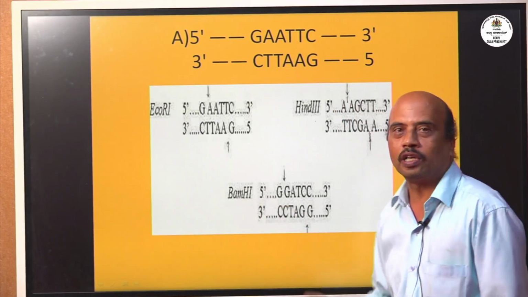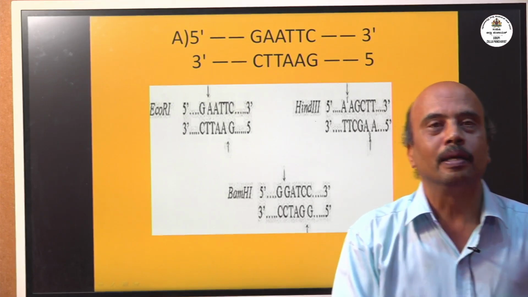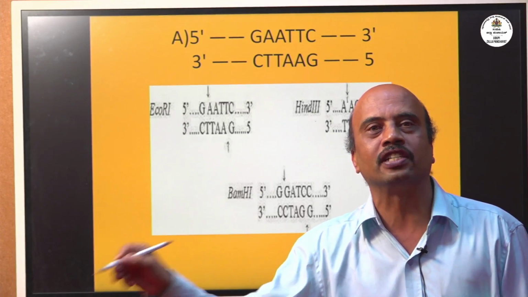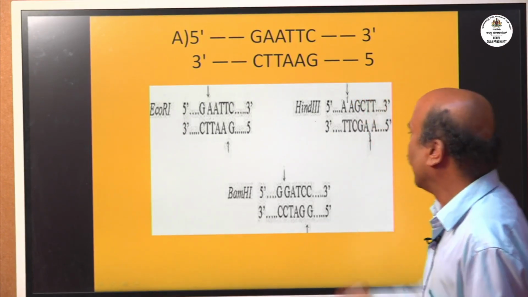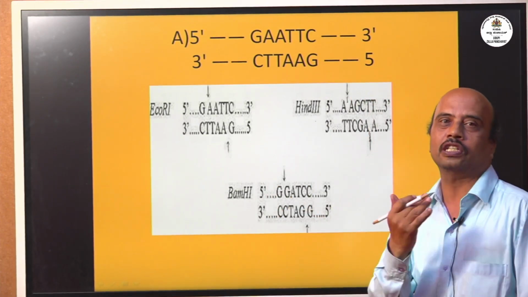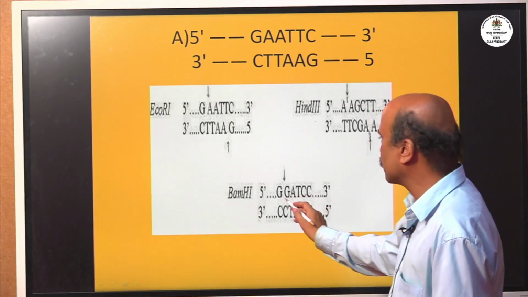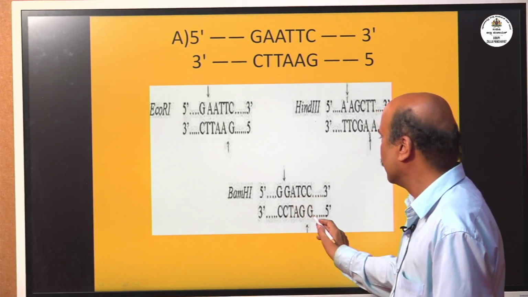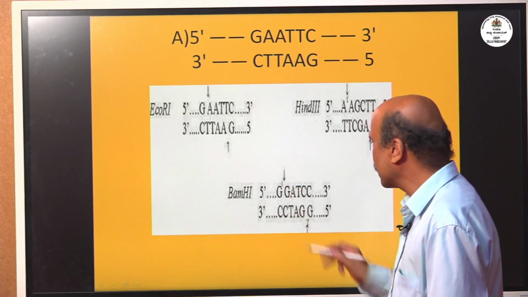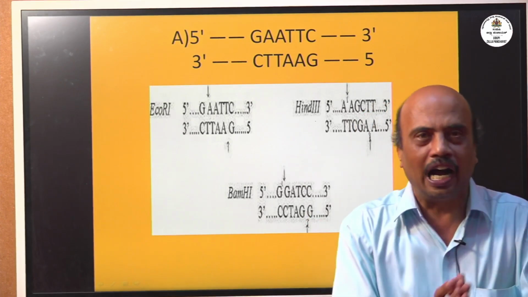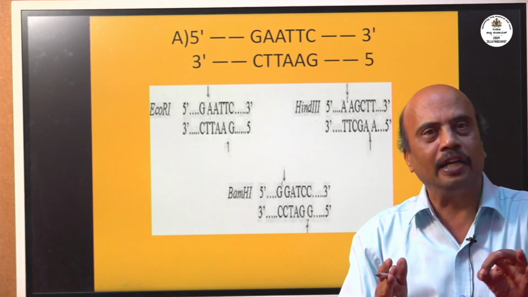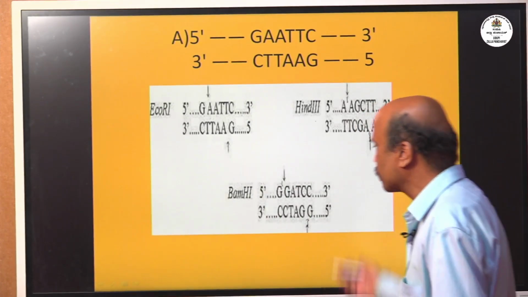And for BamH1: Bacillus is the genus, amyloliquefaciens is the species, H is the strain number and 1 is the first isolated. Its recognition sequence is GGATCC. So it cuts here. Usually the restriction endonuclease cuts slightly away from the center, but at the same point on both the strands, leaving behind sticky ends.